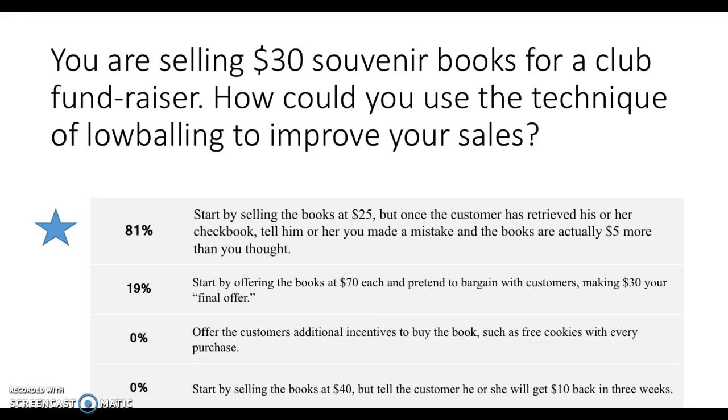This was one of the questions that caused a little bit of trouble. So this question is, you're selling $30 souvenir books for a book club or a club fundraiser. How could you use the technique of lowballing to improve your sales? When they're describing lowballing in the book, they use a car sales technique. And I have to tell you guys, this actually happened to me today because I was buying new tires, and this is an excellent example of lowballing.